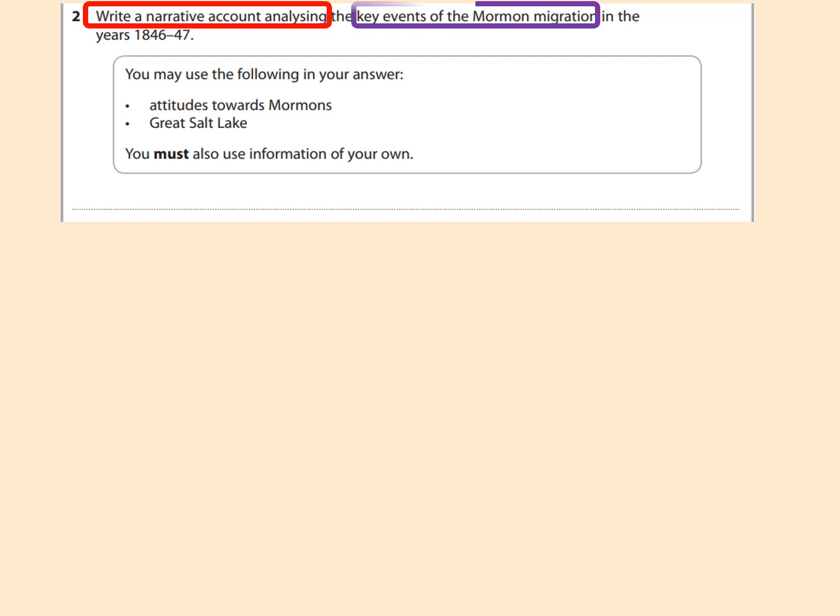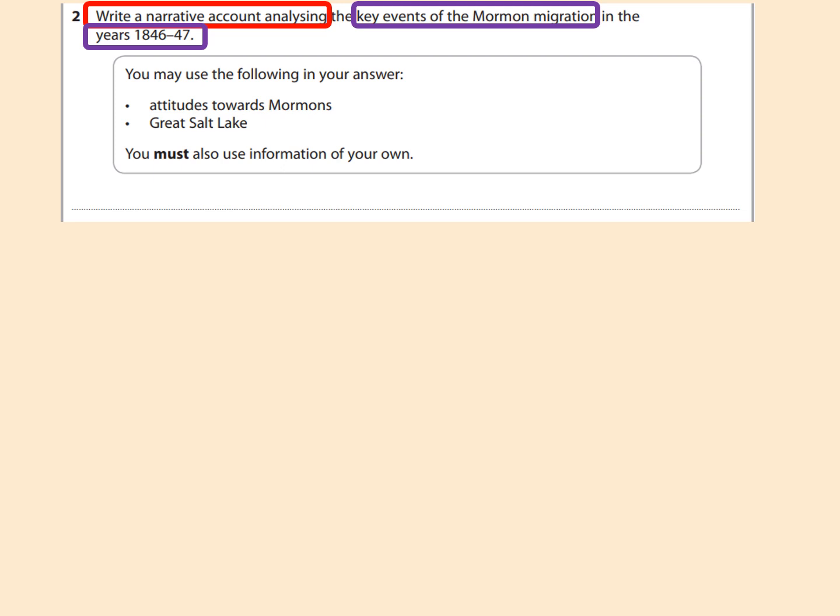The next part is we're looking at the key events of the Mormon migration. That's important too. We're not looking at the settlement of the Mormons in the Great Salt Lake. That would come later. We're looking at the migration, the movement of the people. And that's highlighted even further by this last bit. We are restricted to studying and discussing the events that happened between 1846 and 1847.